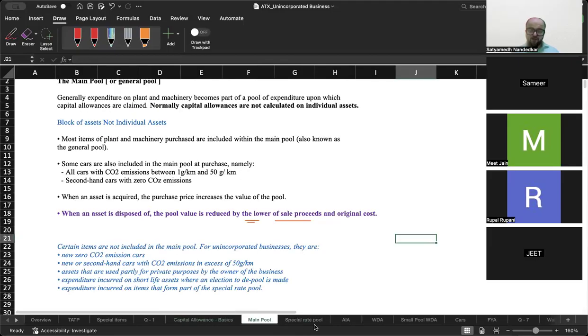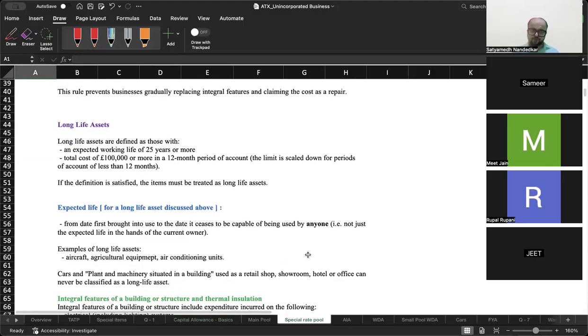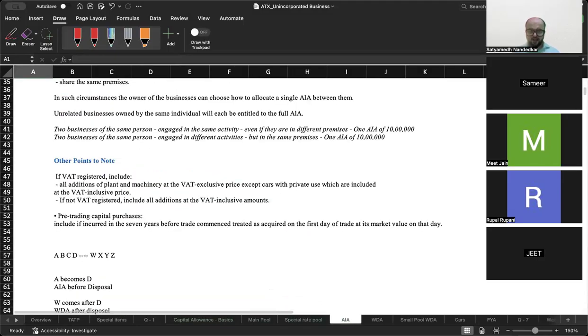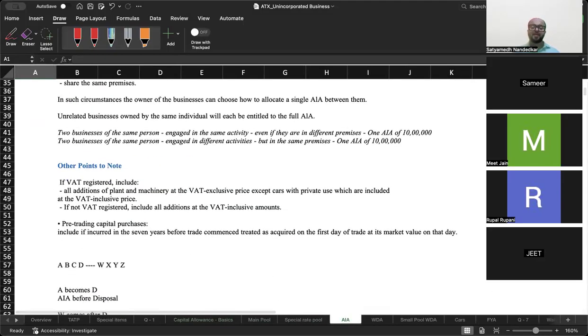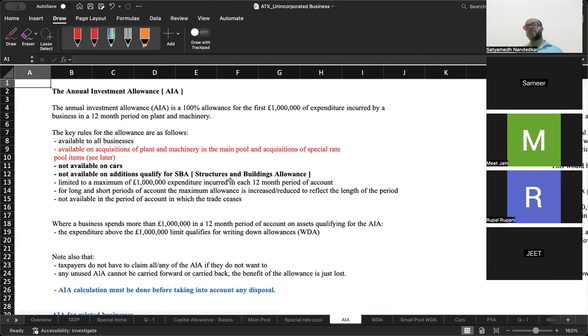Okay. Now that you have classified the assets into main pool and the special rate pool, understand how you will get capital allowances. Now what you should keep in mind is the first type of capital allowance that you are allowed to subtract is the annual investment allowance. What is the annual investment allowance? Whatever capital expenditure you incurred, on the first 10 lakhs of that capital expenditure, you are given this deduction. So annual investment allowance is 10 lakh.